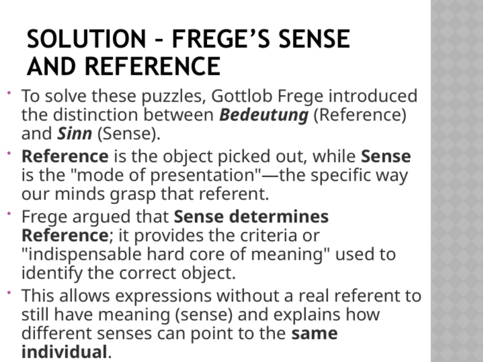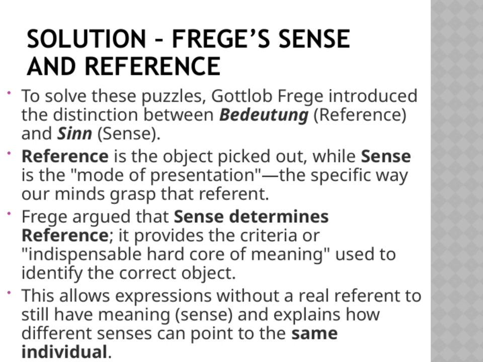Frege argued that sense actually determines reference. In other words, the way we present or understand an object influences what that object actually is in our language. He believed that sense provides the criteria, what he called the indispensable hardcore of meaning, that helps us identify the correct referent. This idea is quite powerful because it allows us to make sense of expressions that don't have a real referent, like fictional characters or hypothetical concepts, but still carry meaning through their sense. It also explains how different senses can point to the same individual.